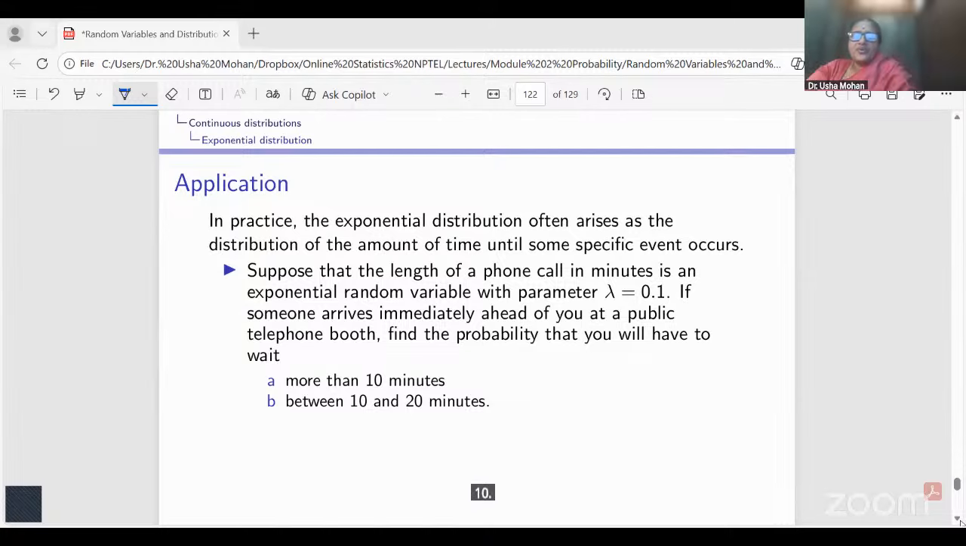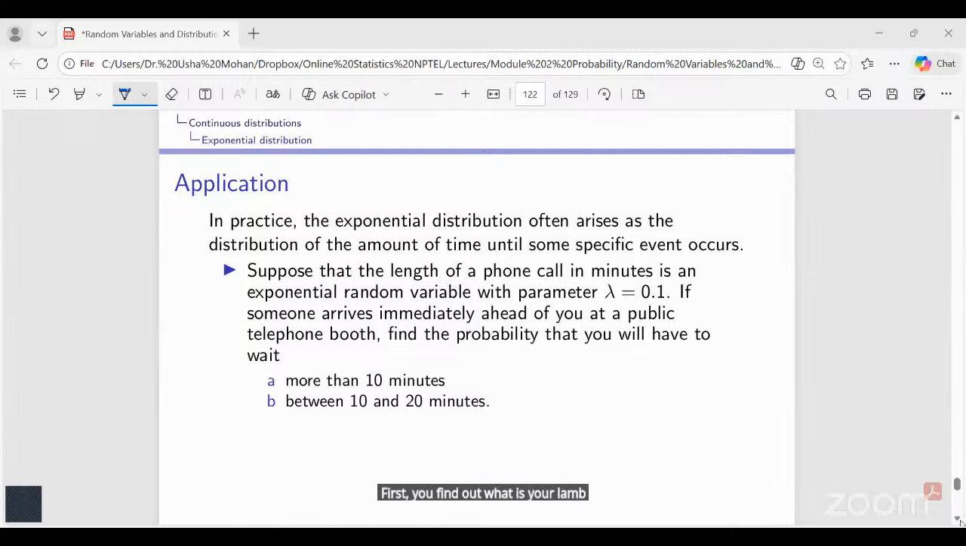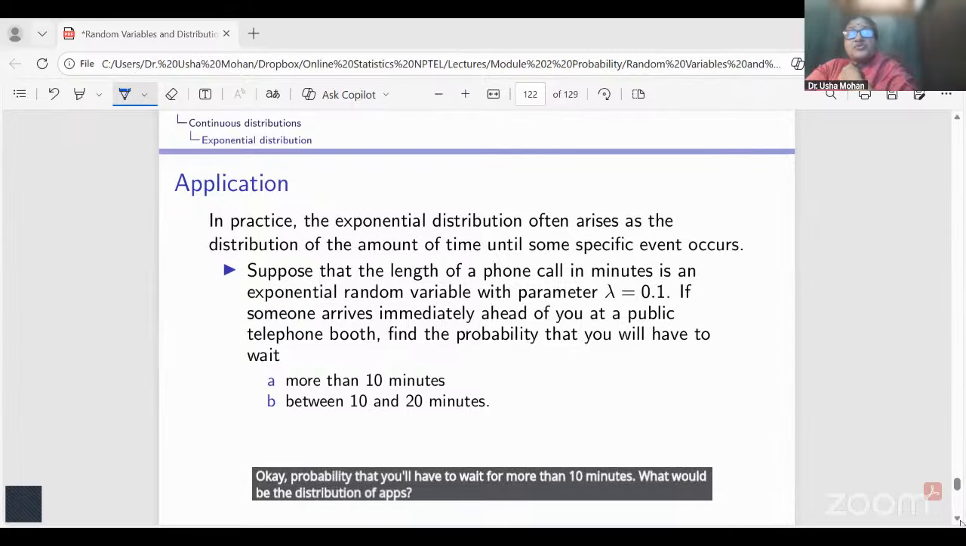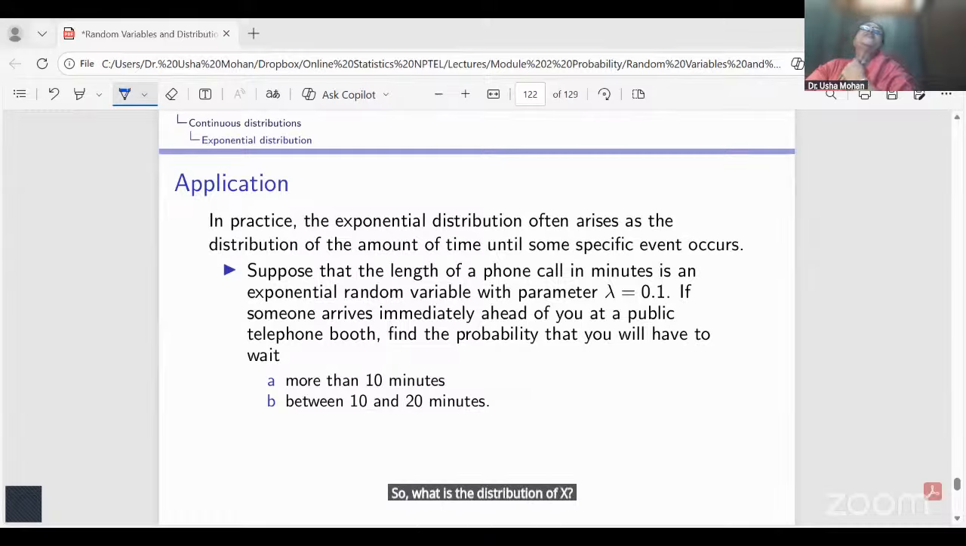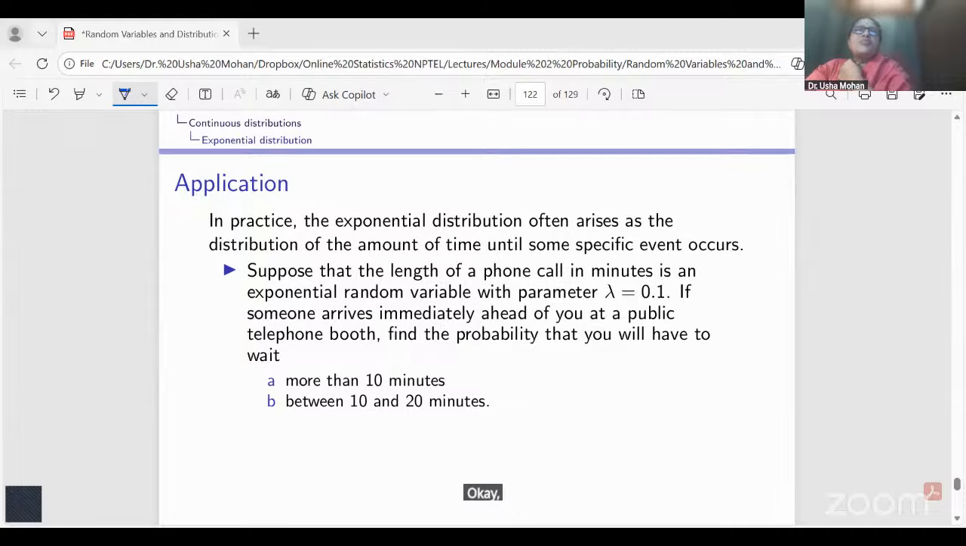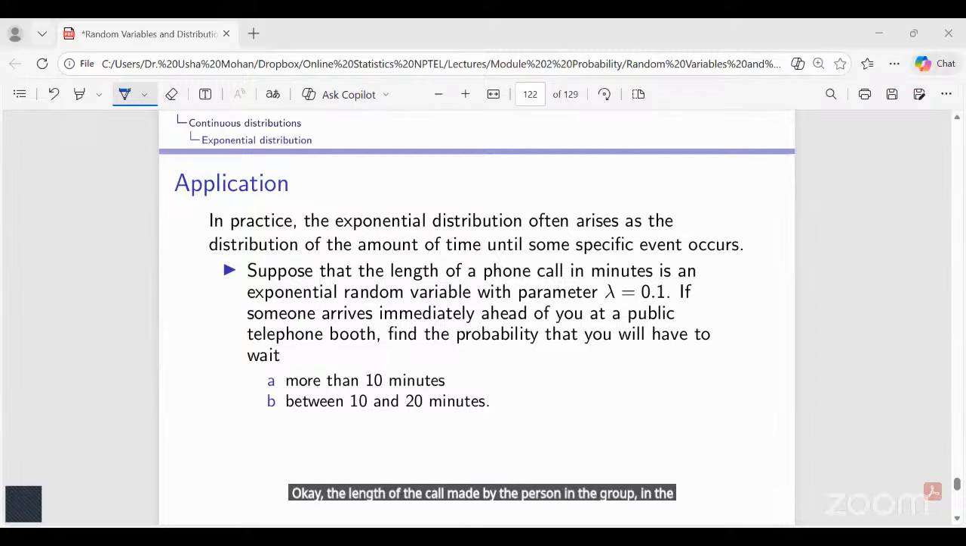First, you find out what your lambda is. The probability that you'll have to wait for more than 10 minutes. What would be the distribution of x? How do I define this x? That is the first thing I need to understand. The length of the call made by the person in the booth. That is what I want to know.